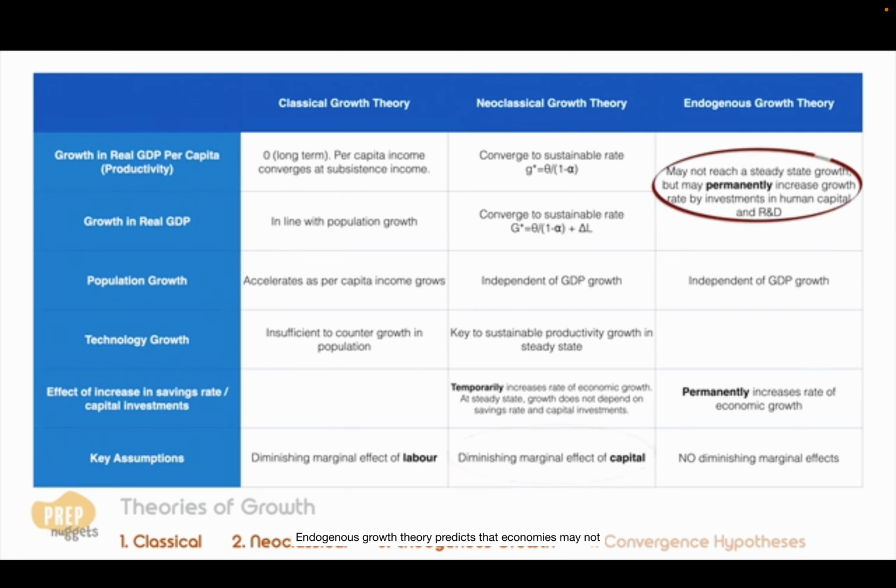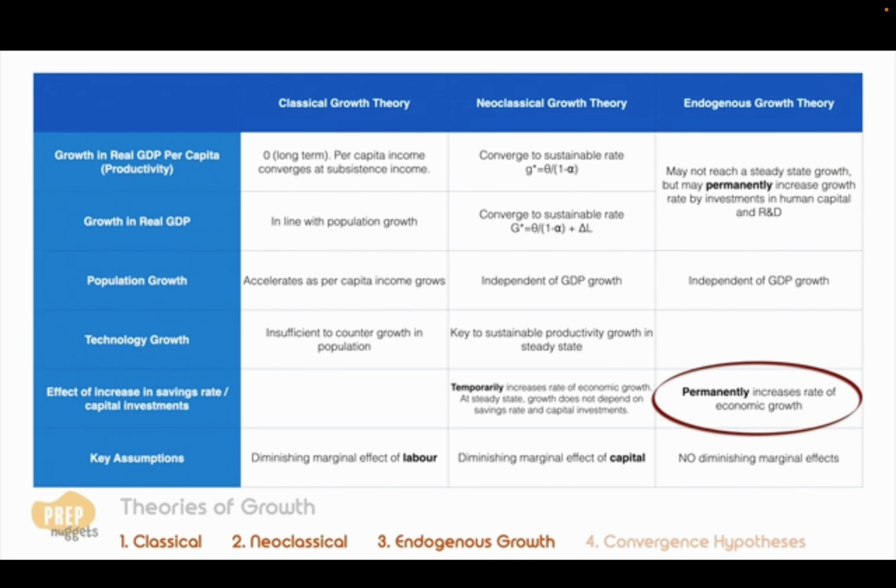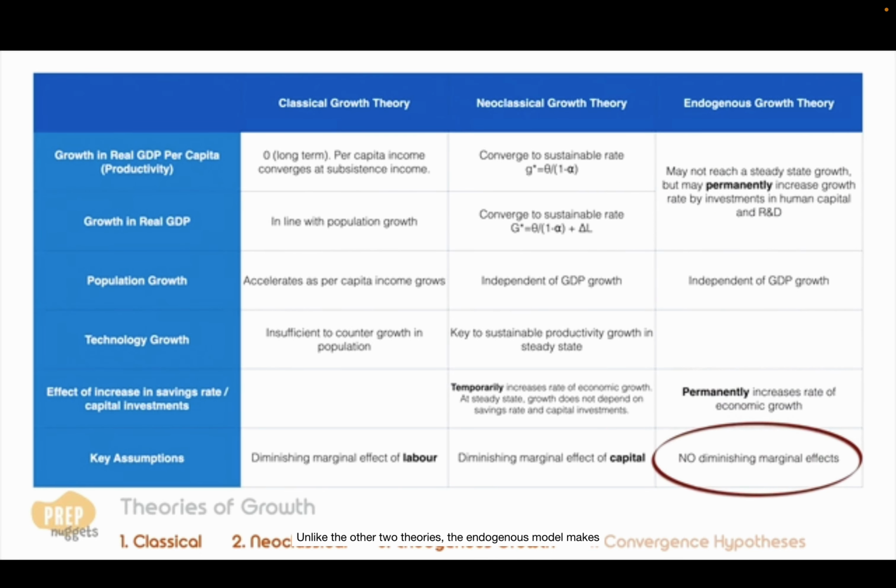Endogenous growth theory predicts that economies may not reach the steady-state growth that the neoclassical model predicts. Rather, growth may permanently increase through investments in human capital and R&D, or through increase in savings rate. Unlike the other two theories, the endogenous model makes no assumption regarding diminishing marginal effect of labour or capital.